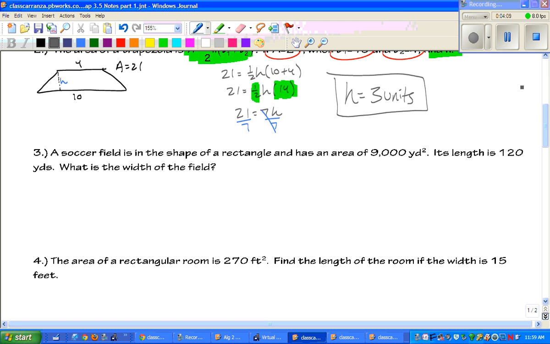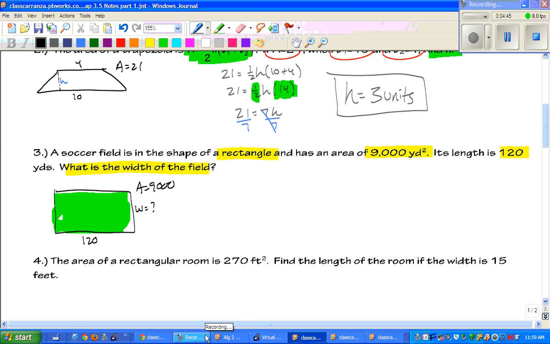Let's read the next one. A soccer field is in the shape of a rectangle, and it has an area of 9,000 yards squared. Okay, the length is 120. What is the width? So let's draw the soccer field real quick. There's our soccer field. There's nice, beautiful green grass in there. So we know that the area is 9,000. The length is 120. We need to find the width.